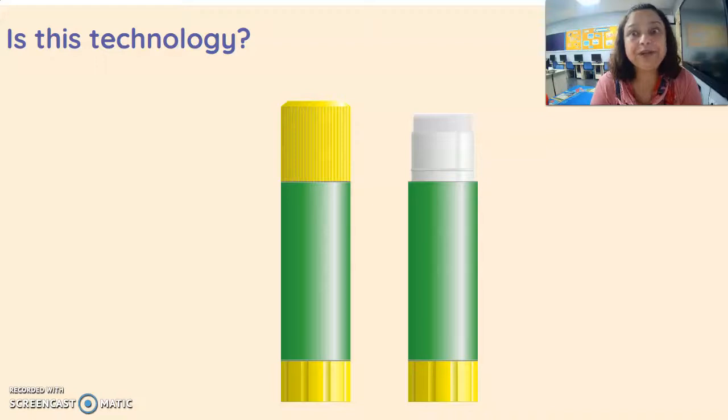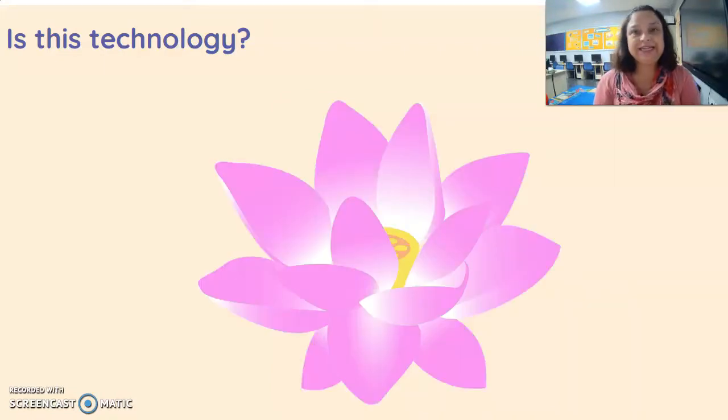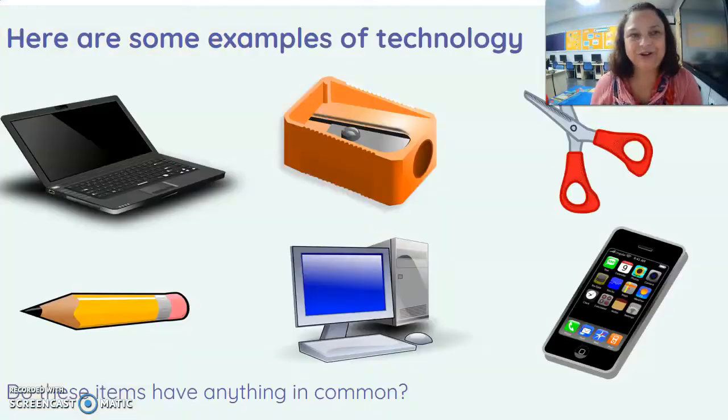Oops, I forgot 1, 2, 3. Is this technology? Yes, it's technology. It helps us glue stuff, and it was made by man. Good job. And is this technology? A flower? 1, 2, 3. No, a flower is not technology.